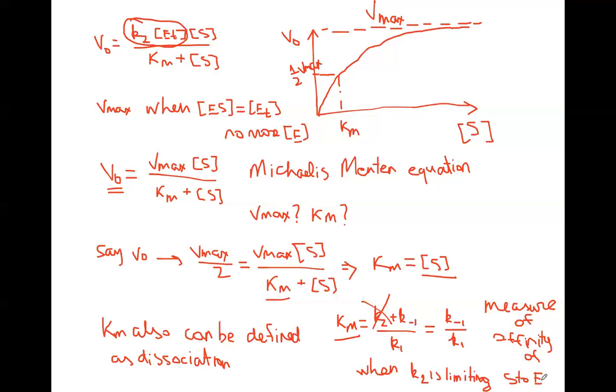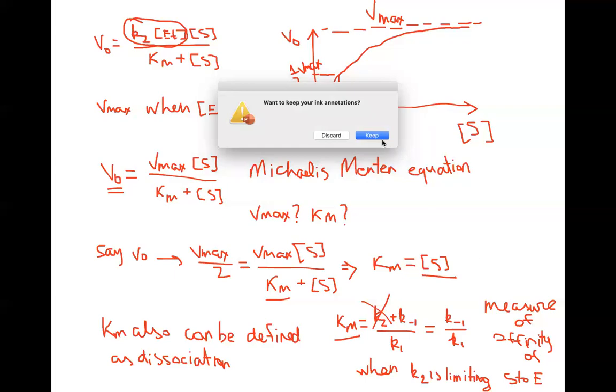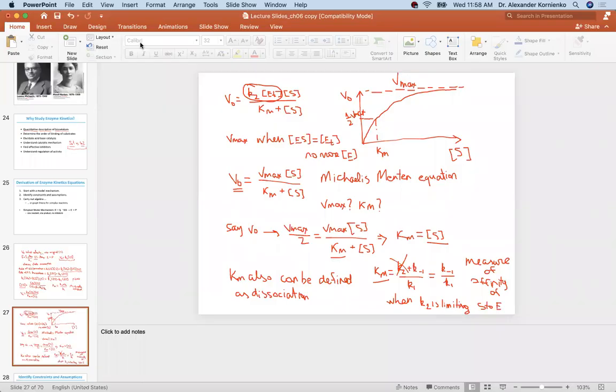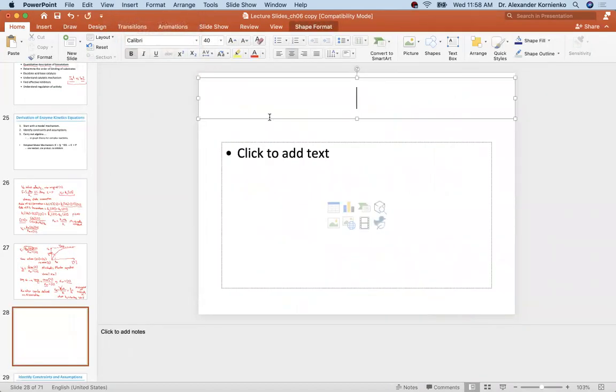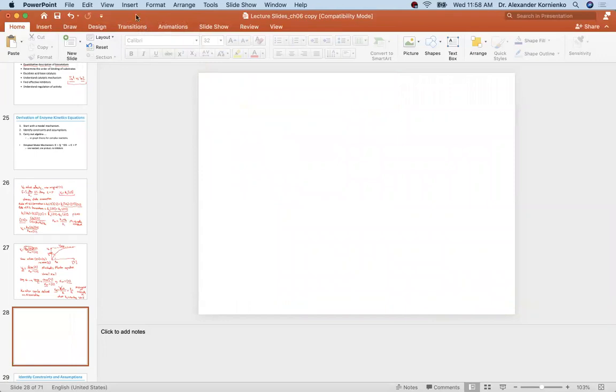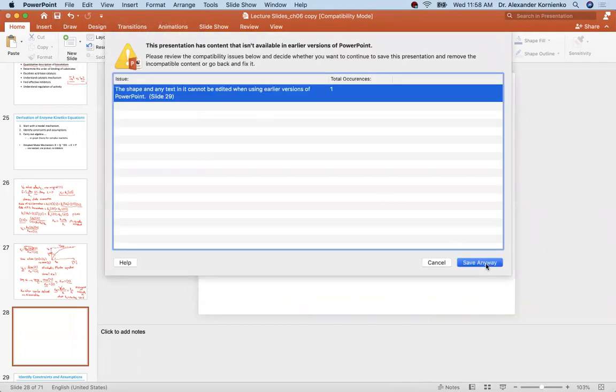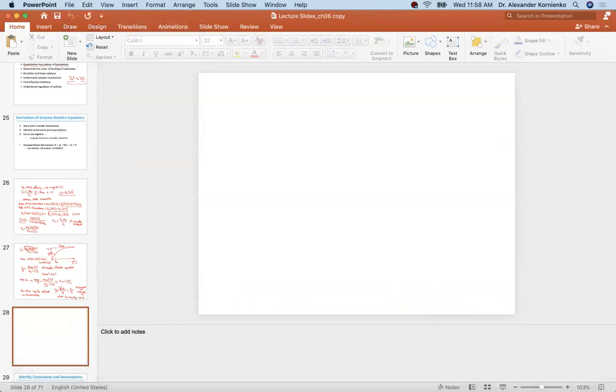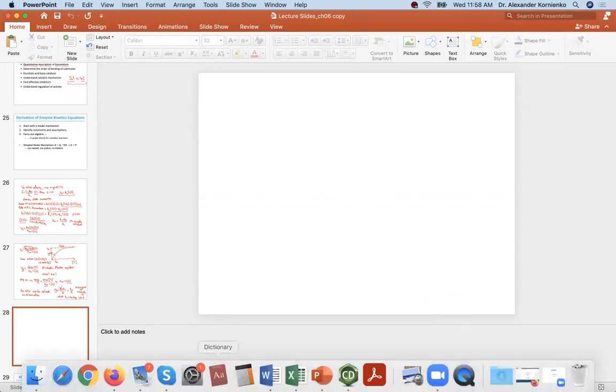Okay, so the question is, how do you calculate these? Actually, quite simply, there is a very easy way to do that. And you will have to do that a couple of times in Sapling homework. So again, let me redraw the Michaelis-Menten equation.